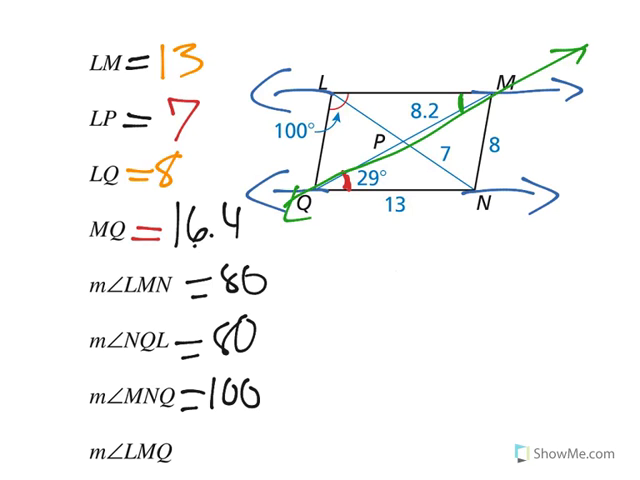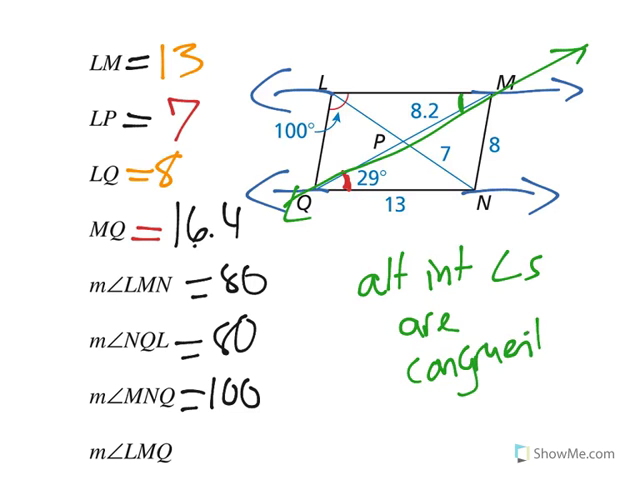notice that these two angles here would be opposite interior angles. They're on opposite sides of our transversal, but they're still in the interior. That's what we call alternate interior angles. And alternate interior angles are always congruent. It's something that we have to be able to recognize when we see it. They're always going to be congruent. So, since MQN is 29 degrees, that means LMQ is going to be 29 as well.